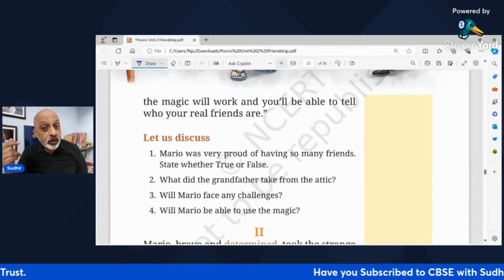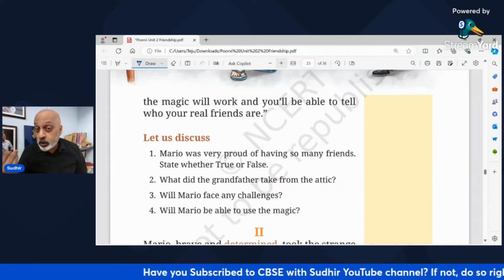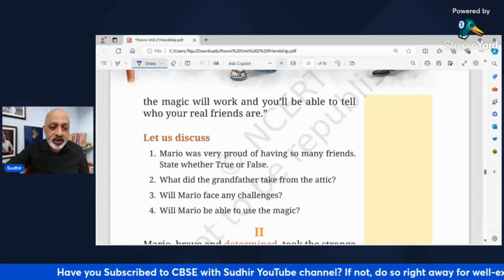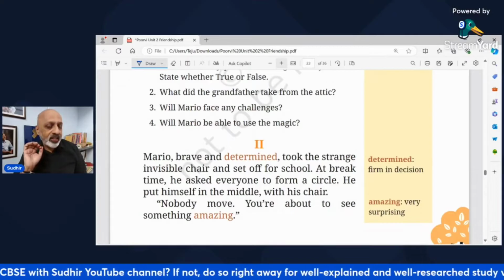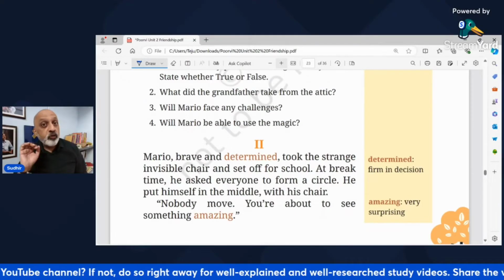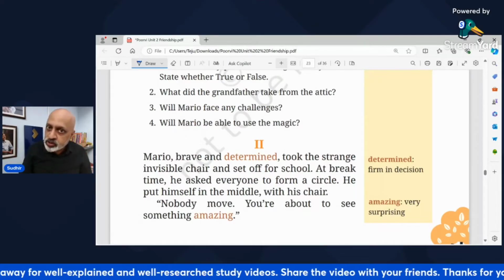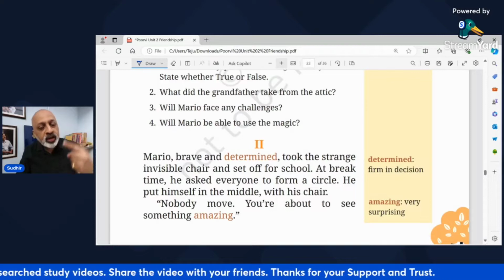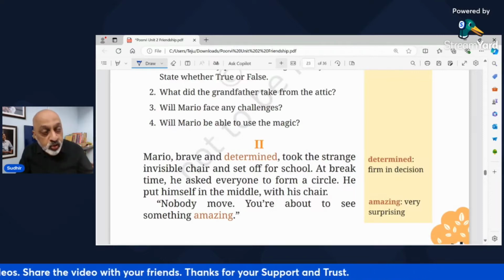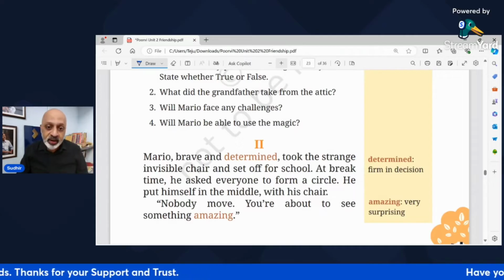Will Mario be able to use the magic? Well, he may. We don't know. We don't know what will happen in the story. So let's find out. Mario was brave and determined. Now, these are two adjectives which have been used for Mario. He was brave. He was not scared of anyone. He was determined, means he was very firm, that I will prove whether my schoolmates are friends or not, and they are my friends, so that I can win the bet with my grandfather.